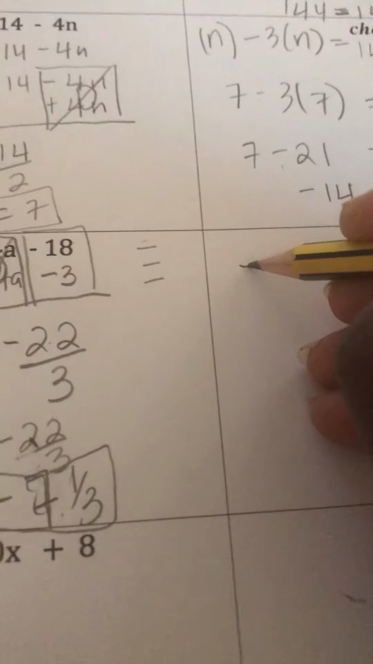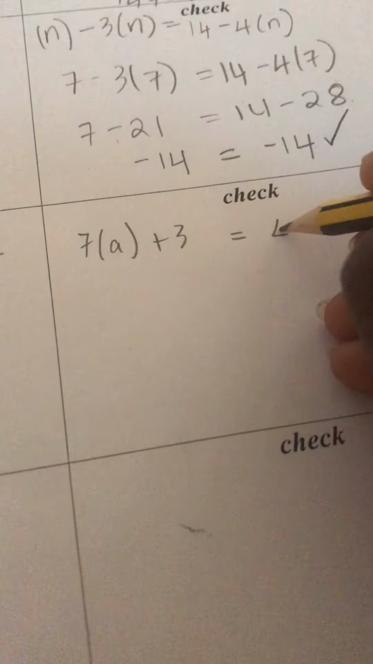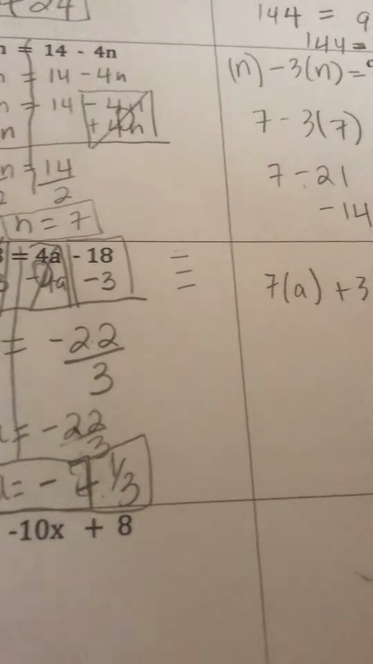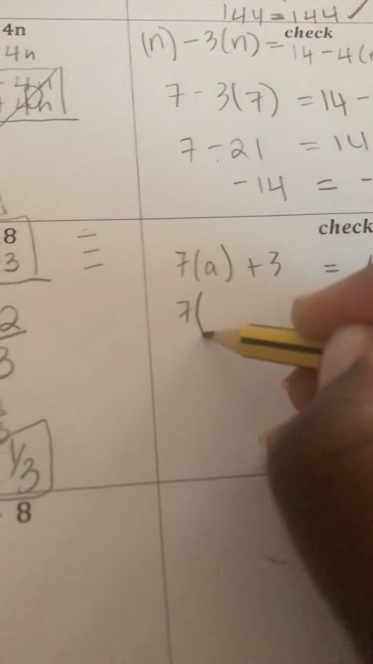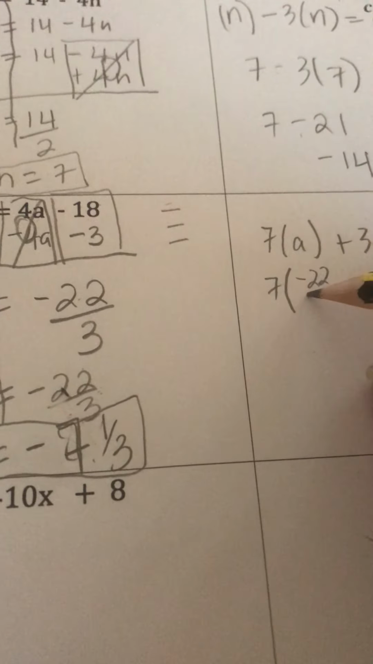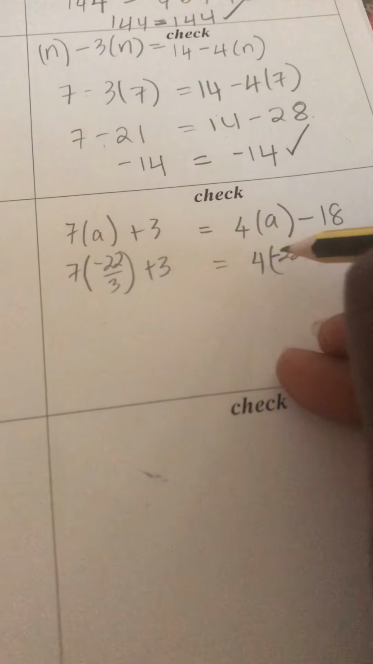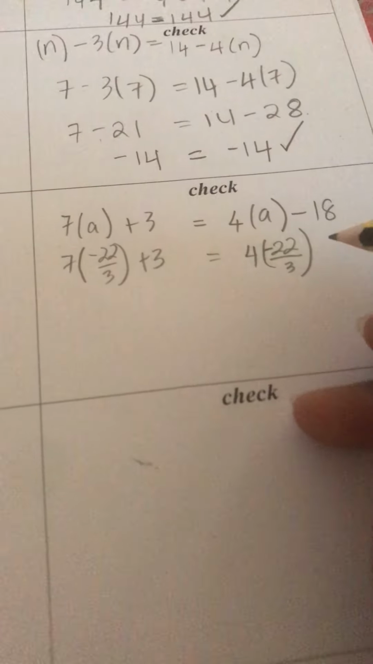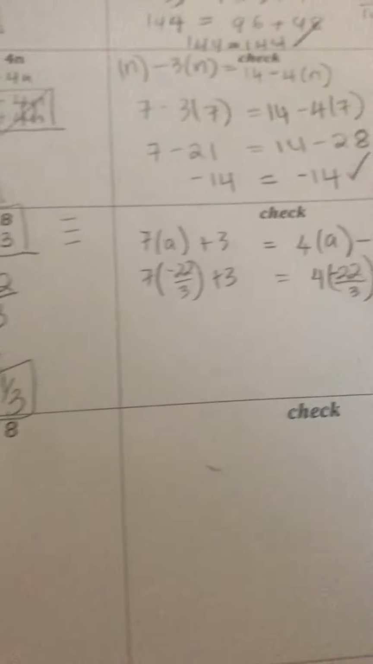So you write your equation, 7 bracket a plus 3 is equal to 4 bracket a minus 18. I want to use the improper fraction. Negative 22 over 3 plus 3 is equals to 4 times negative 22 over 3 minus 18. Make sure it is negative, because the negative is there.